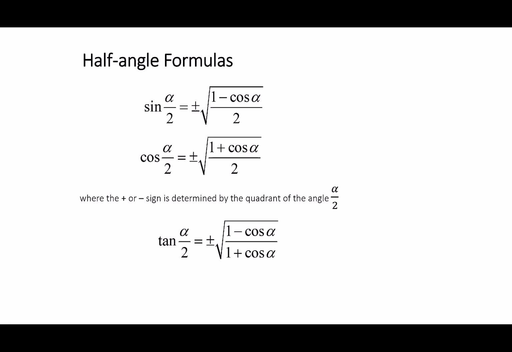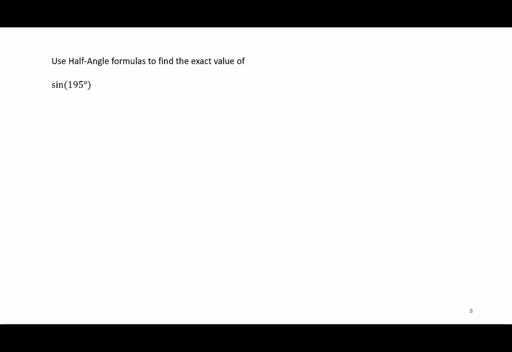Remember, we want to put on the plus or minus outside of the square root to show that we could have two possible solutions. Sine alpha over 2 is plus or minus the square root of 1 minus cosine alpha over 2. Cosine alpha over 2 is equal to plus or minus the square root of 1 plus cosine alpha over 2. The plus or minus sign will be determined by the quadrant of the angle of alpha over 2. Our last formula is tangent alpha over 2 is equal to plus or minus the square root of 1 minus cosine alpha over 1 plus cosine alpha. Now that we have our formulas, let's solve a few problems.